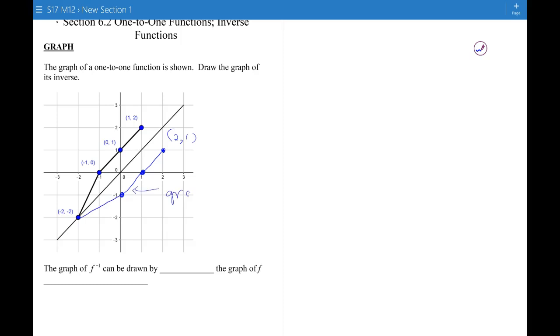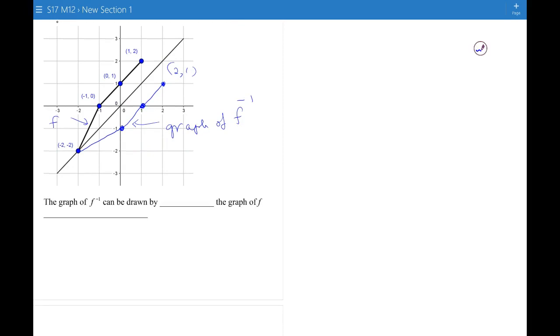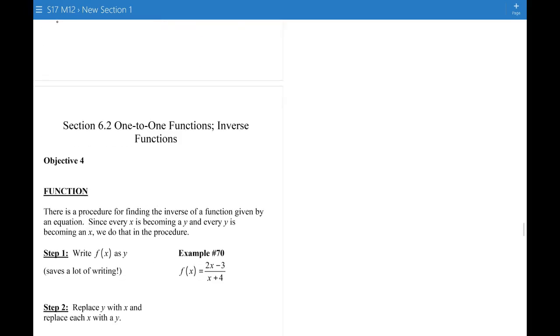So here's the graph of f inverse if this is the graph of f. So the graph of f inverse can be drawn by reflecting the graph of f about the line, the diagonal line, y equals x.